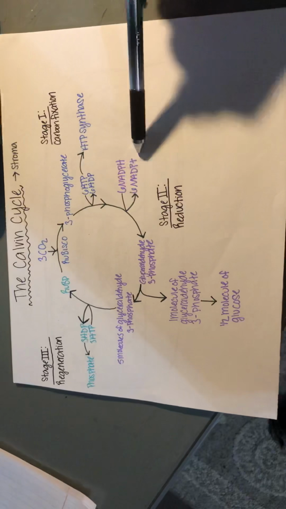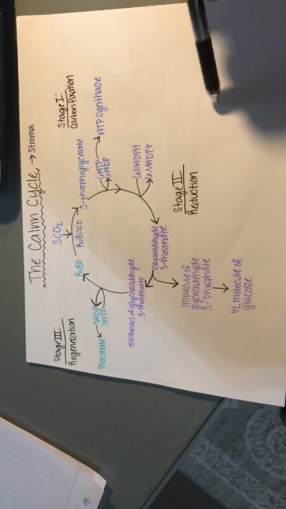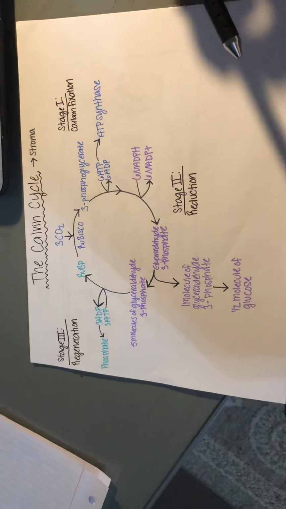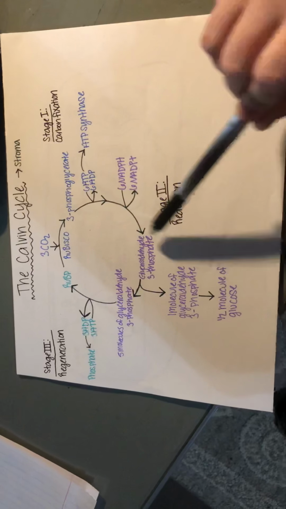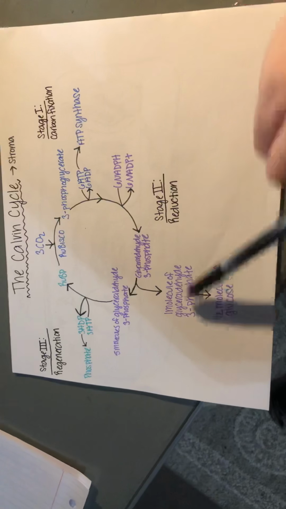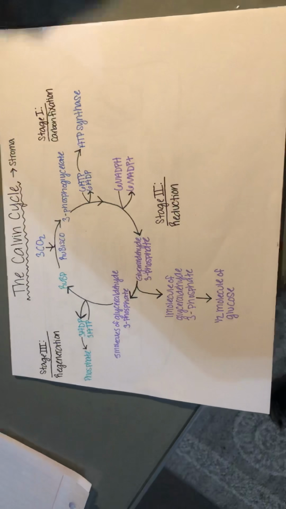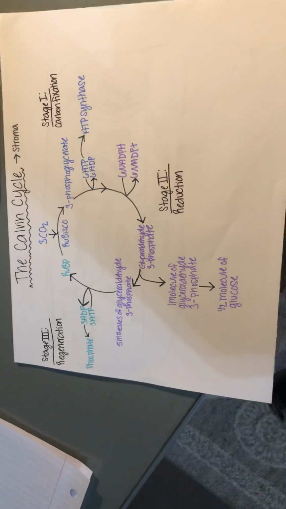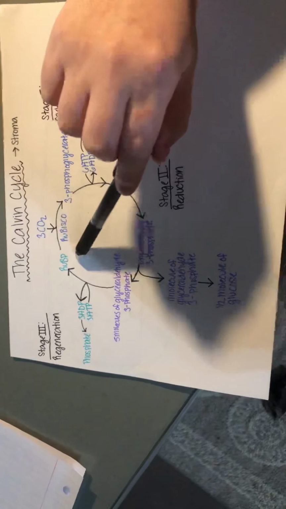The ADP and NADP+ result from this reduction process. One of the glyceraldehyde 3-phosphate molecules leaves the Calvin cycle and will form glucose. The rest of it moves on. The remaining glyceraldehyde 3-phosphate and ATP are used to regenerate the RuBP.